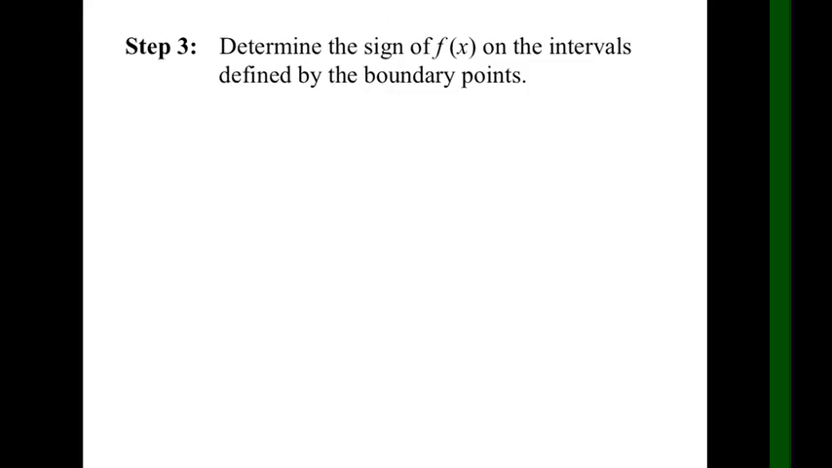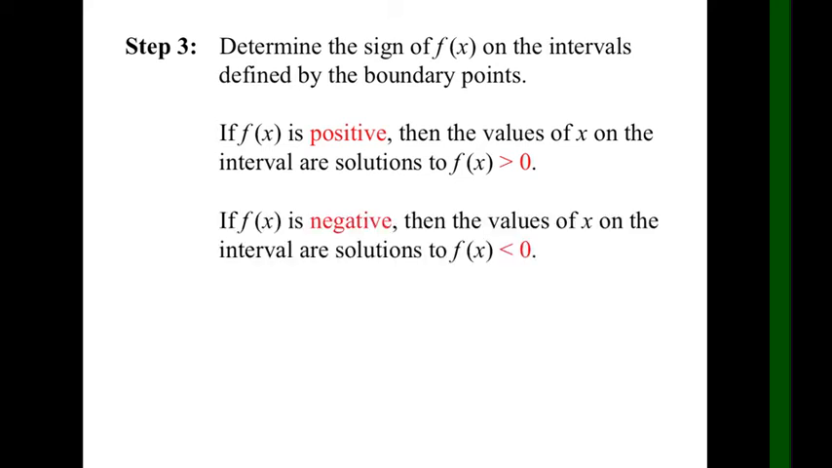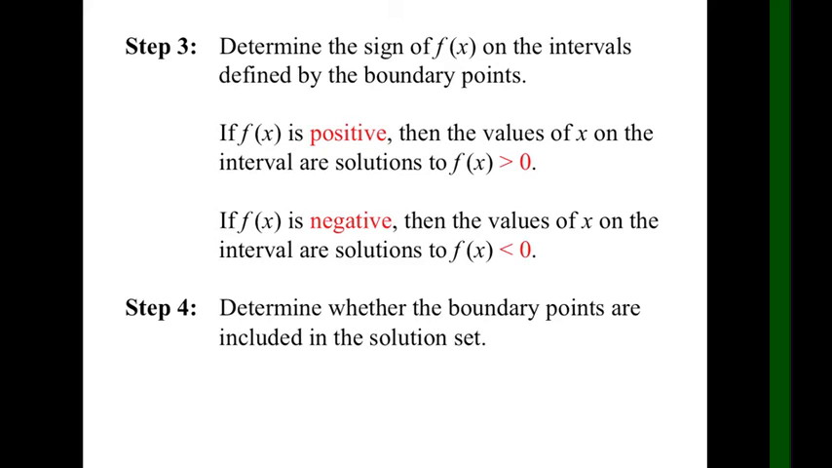Step 3. Determine the signs of f of x on the intervals defined by the boundary points. If f of x is positive, then the values of x on the interval are solutions to f of x greater than 0. And if f of x is negative, then the values of x on the interval are solutions to f of x less than 0. Step 4. Determine whether the boundary points are included in the solution, and write the solution set.